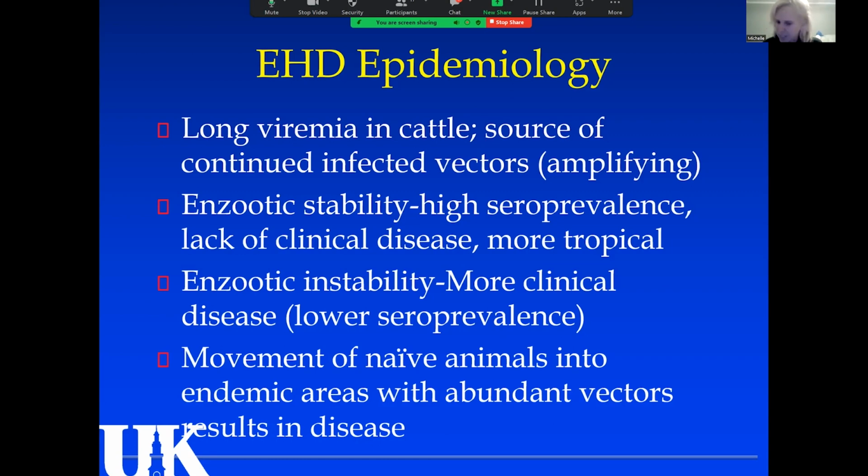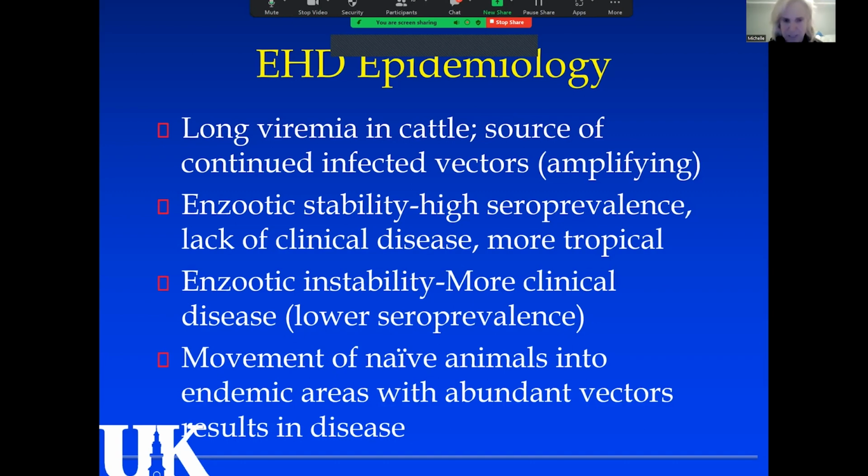One article I read said that in South Texas, where it's more tropical, there is a very high seroprevalence of EHD but very, very little clinical disease, meaning that most of the animals in that more tropical area had been exposed. So they have antibodies, and they don't get sick. Different from that, enzootic instability is when you get more northern or less tropical climates. So there's more clinical disease. You get lower antibody counts, so you get more disease when this virus is around.